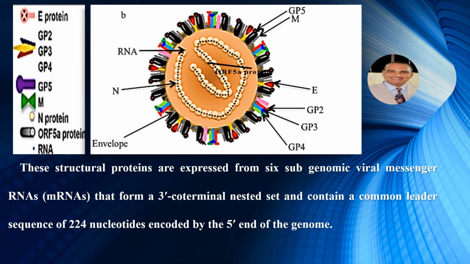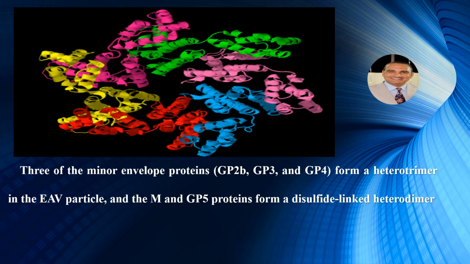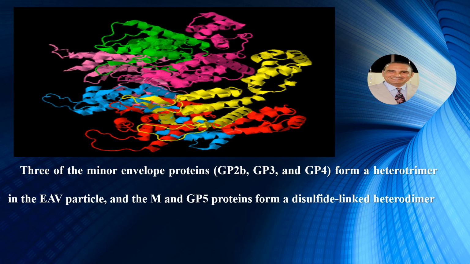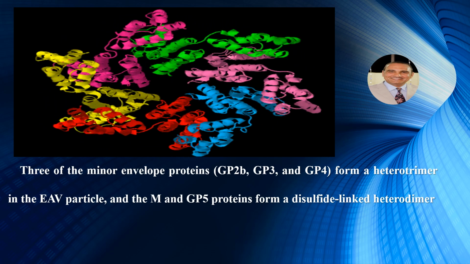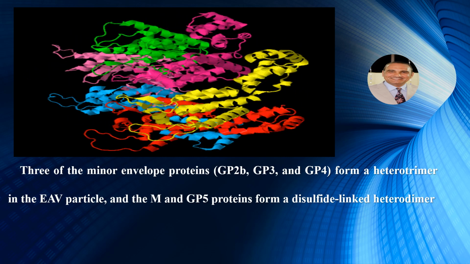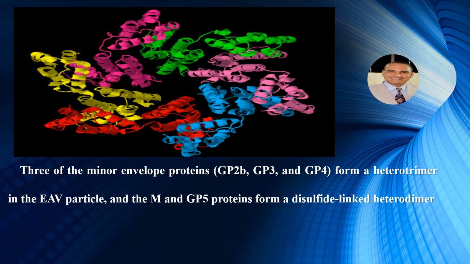These structural proteins are expressed from 6 subgenomic viral messenger RNAs that form a 3 coterminal nested set and contain a common leader sequence of 24 nucleotides encoded by the 5 end of the genome. 3 of the minor envelope proteins, GP2B, GP3, and GP4, form a heterotrimer in the equine arthritis virus particles, and the M and GP5 proteins form a disulfide linked heterodimer.